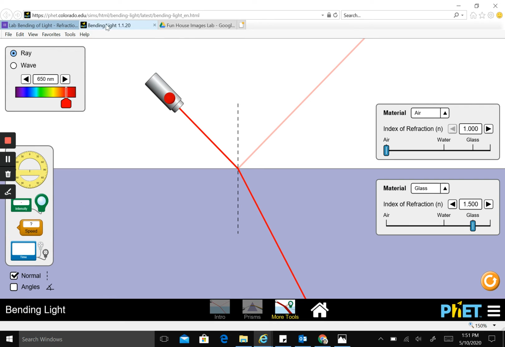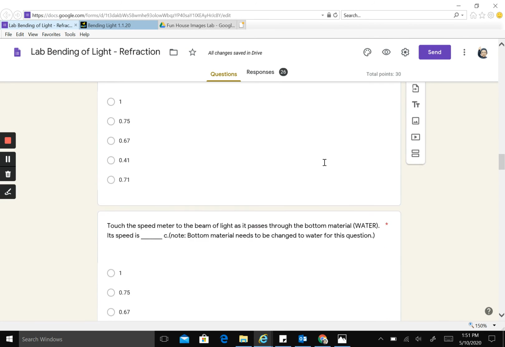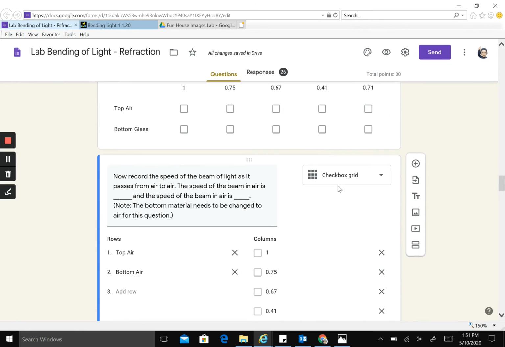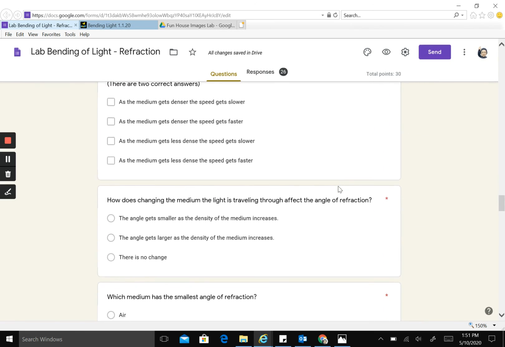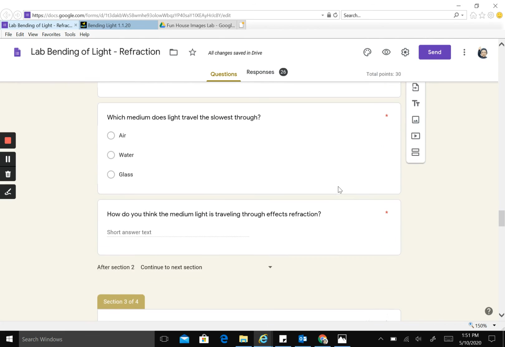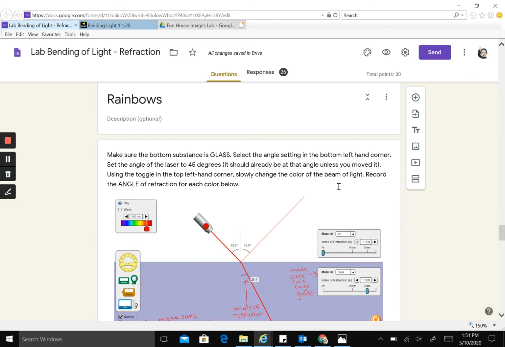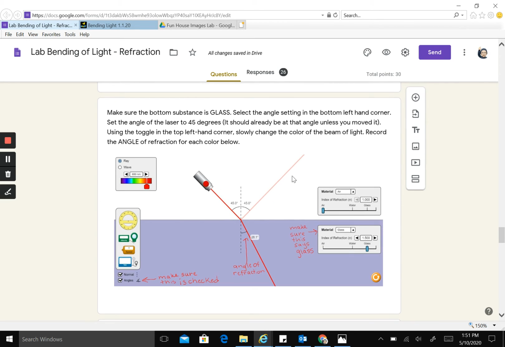Okay, so looking back at the lab again, it asks a bunch of questions. And again, please pay careful attention to what material it wants and it's talking about. Now you'll get to a section down here about rainbows. When you get to the section about rainbows, it'll say, make sure the bottom substance is glass. If you don't make the bottom substance glass, you're going to get it wrong. And it says, make sure in the bottom left-hand corner that this is checked. So let's go do that, okay?